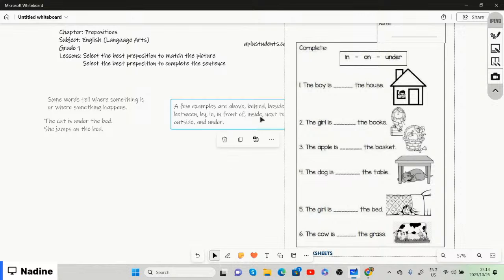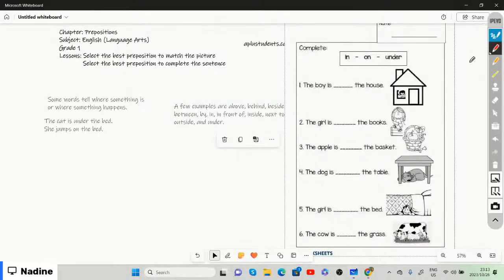So this boy is in the house. Is he in the house, on the house, or under the house? So we can then say that the boy is in the house. So in is our preposition that either tells us where something is or where something happens.